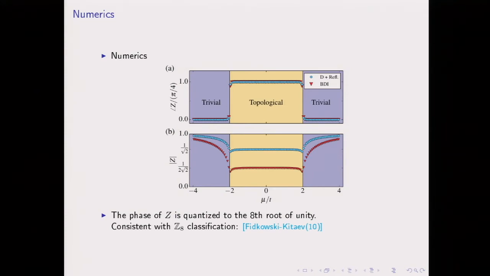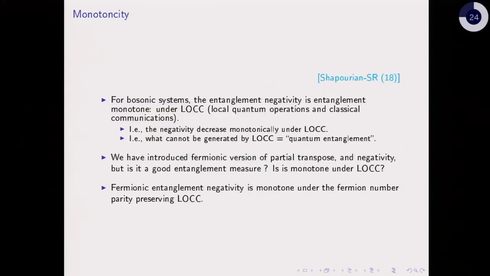Yeah, so I want to say two more things. We have defined entanglement negativity using our fermionic version of partial transpose. But then there's a question. The original entanglement negativity is a good quantum entanglement measure, which means it monotonically decreases under LOCC operations. But we defined a new quantity. So is it actually a good quantum entanglement measure?